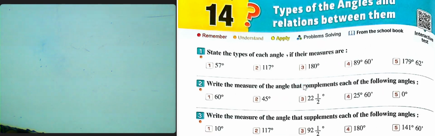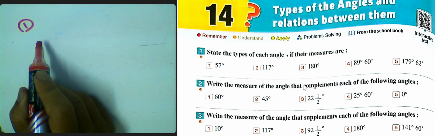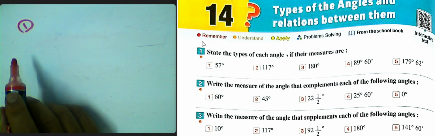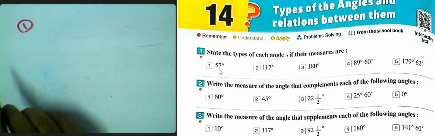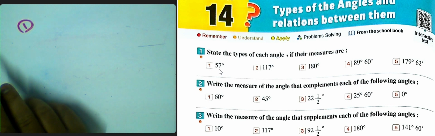Look at the book with me. Exercise number 14, types of angles and the ratio between them. Question number 1: state the type of each of the angles. 75 will be an acute angle. Okay.